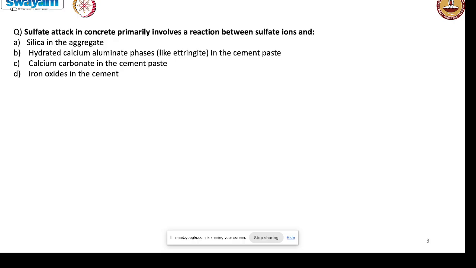It is on your screen. It's like this: what is a sulfate attack in concrete? It primarily involves a reaction between sulfate ions and what? So in sulfate attack, what is the reaction which causes deterioration to the concrete? What is that reaction between which two components of the concrete? Is it with silica in aggregate? Is it with hydrated calcium aluminate phases like ettringite in the cement paste? Or is it with the calcium carbonate in the cement paste, or iron oxide in the cement?